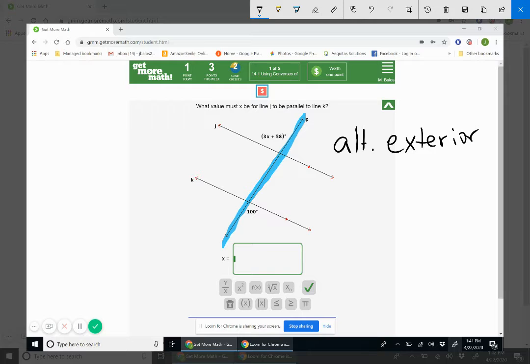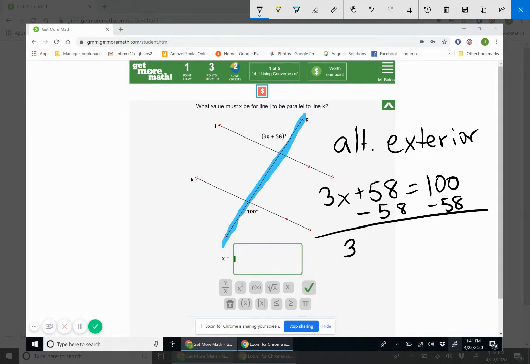Well, what do we know about alternate exterior angles? If the lines are parallel, then the alternate exterior angles are congruent. If they're congruent, they're equal. So write that they're equal. 3x plus 58 equals 100. Now solve the equation. Subtract 58 from both sides. 3x equals 42. Divide both sides by 3.